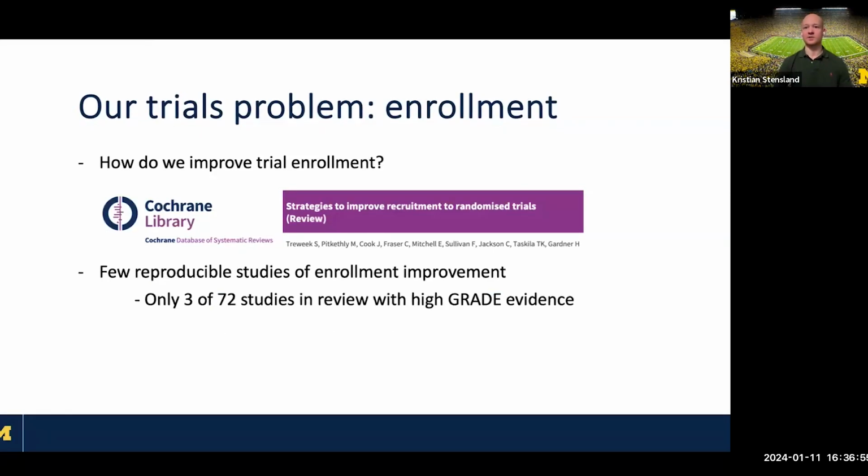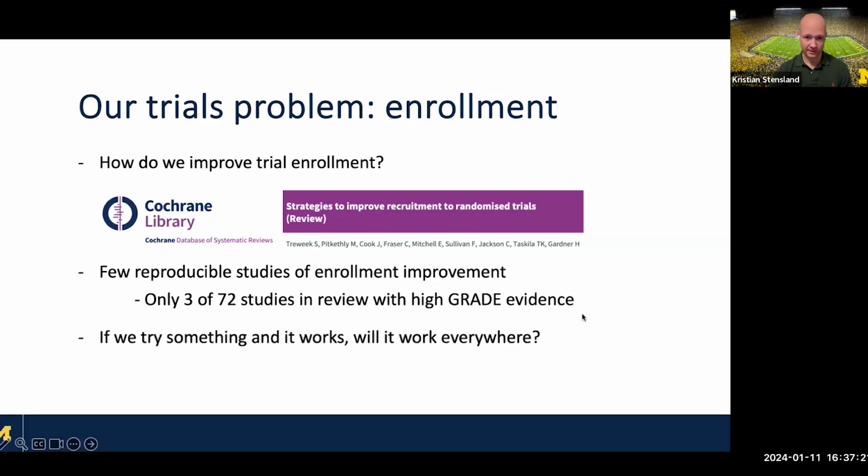And some of the problems with some of the studies that have been done so far is that it's things like drastically changing the design of a trial. So they found that like doing an open label study instead of a blinded placebo trial made it so that patients are more likely to enroll. But that starts to mess with the scientific integrity and results of the trial. So my question is how do we not alter the design of a trial and instead try to improve enrollment to it? The other question here is if we try something and it works, will it work everywhere?